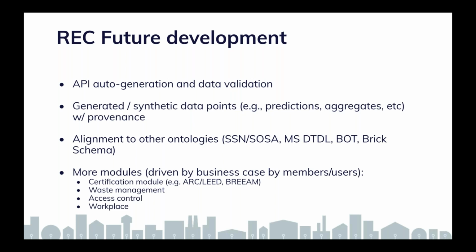But for future development, we will make tools for API auto-generation and also data validation, so you can validate that your implementations and your own modules actually support Real Estate Core. We're working very, very hard to make ontology support for prediction and aggregates. Of course, this is quite tricky. Since we are quite many involved, more than 10 heavily invested companies and real estate owners, and another 10 that are just around, we are roughly 20 different entities negotiating and agreeing upon the different forms. Provenance, of course, will also be added quite soon.